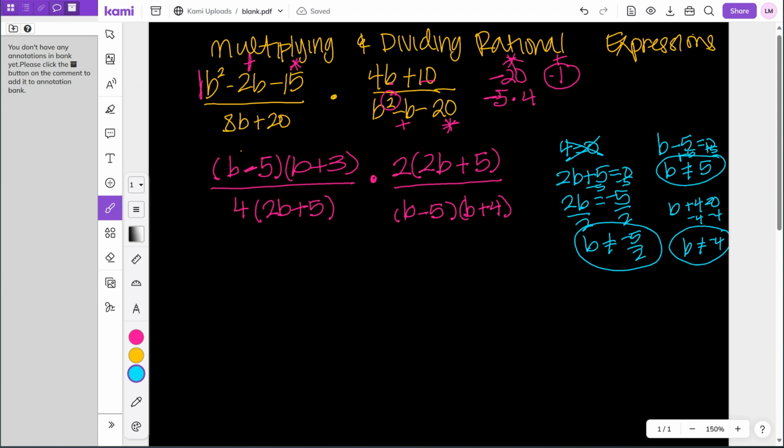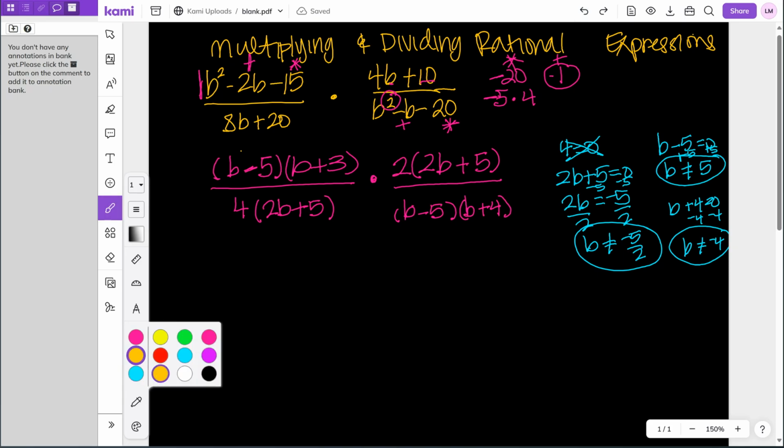And again, they're domain issues because if I plug a 5 in right here, 5 minus 5 is 0, 0 times anything over here, which would be 9, is 0, and now I have a 0 in the bottom of a fraction. We can't have that, can we? Nope. Okay, back to our problem.